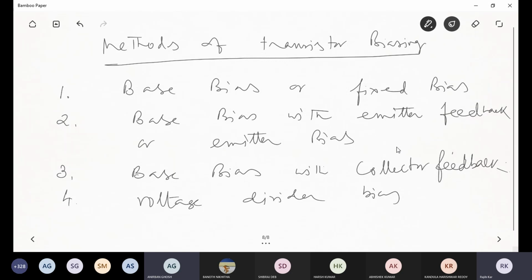Fourth one is voltage divider bias. So we'll quickly go through the circuit arrangement and find out the value of stability factor for each configuration, and then you can comment on which one will be the best choice from the stability point of view. Actually there are many such configurations, but four are there in your syllabus. Base bias or fixed bias?